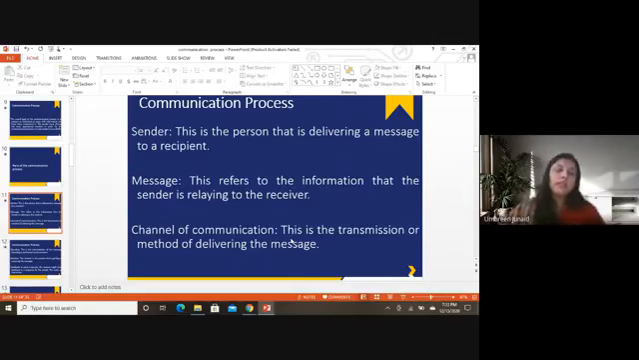The third is channel of communication. This is the encoding. So what is encoding? The channel of communication is the transmission or method of delivering the message. What mode, what method you select to convey your message to the recipient.